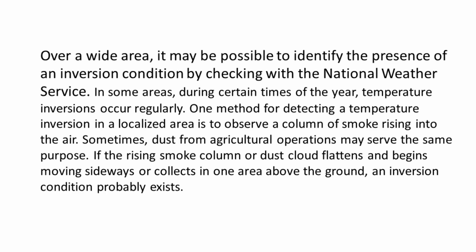Over a wide area, it may be possible to identify the presence of an inversion condition by checking with the National Weather Service. In some areas, during certain times of the year, temperature inversions occur regularly. One method for detecting a temperature inversion in a localized area is to observe a column of smoke rising into the air. Sometimes dust from agricultural operations may serve the same purpose. If the rising smoke column or dust cloud flattens and begins moving sideways or collects in one area above the ground, an inversion condition probably exists.